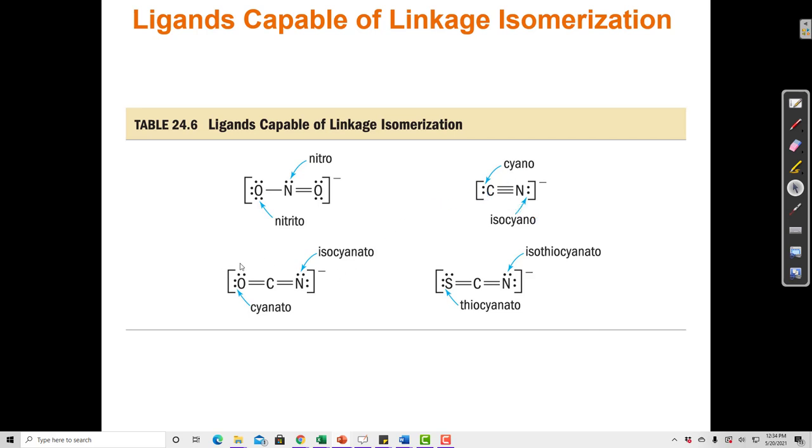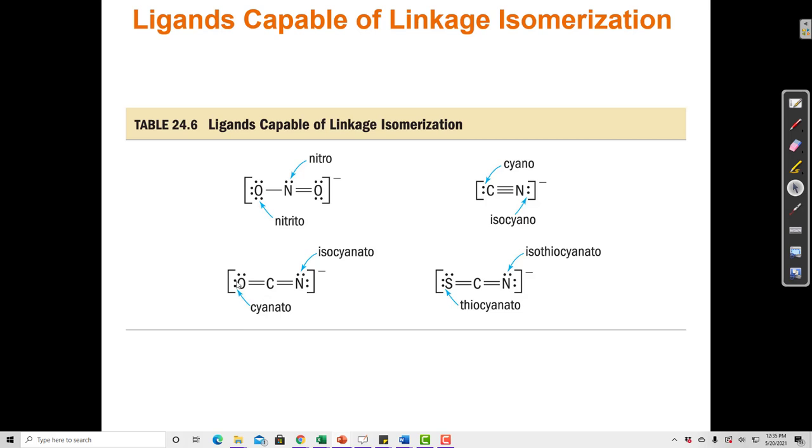Here is another ligand that can do this. This ligand has an oxygen and a carbon and a nitrogen, and the two different atoms that can bond are the nitrogen, which has a lone pair it can donate, and oxygen, which has two lone pairs but would only donate one. So depending on whether the nitrogen or oxygen donates a lone pair to the central metal ion, this compound would have different properties and a different name, cyanato or isocyanato.